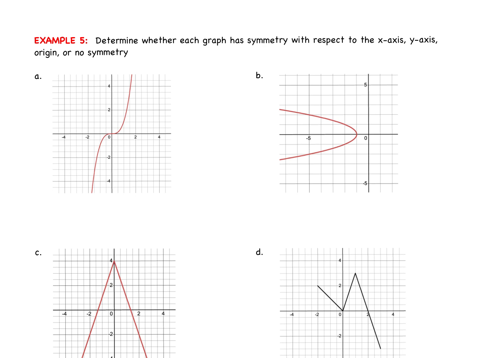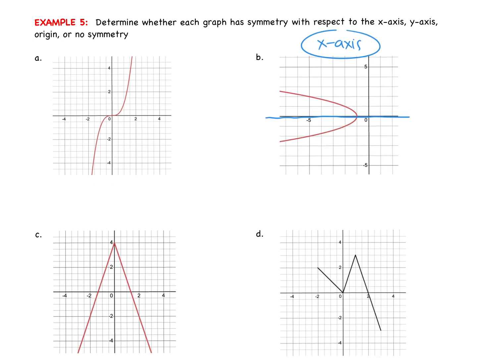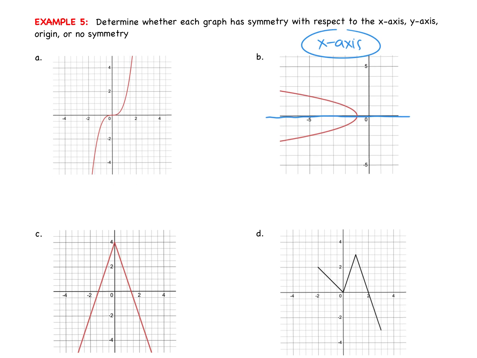Last example. All we are determining is, does the graph have symmetry with respect to the x or the y-axis? We are going to do B and D, and you're going to do A and C. Okay, B, any ideas? Symmetric with respect to the x-axis. If we draw a line down the x-axis, one half of the graph will fold on the other half. So that's B. D. It doesn't have symmetry. So for D, you can just write none.